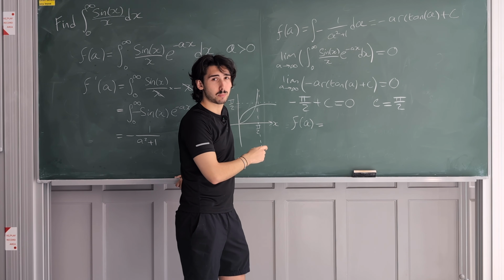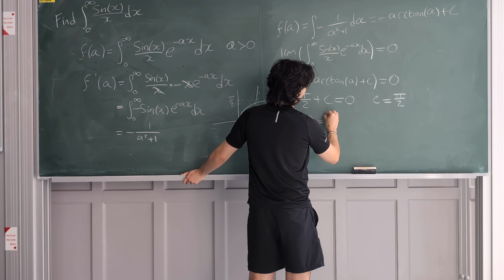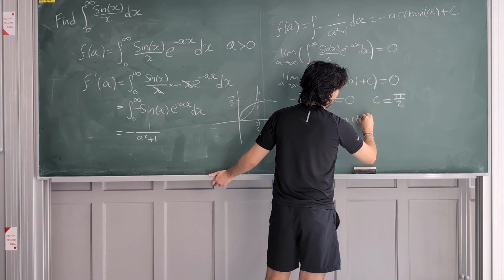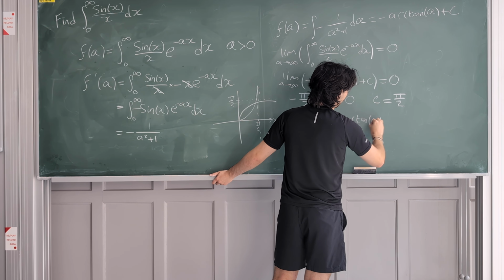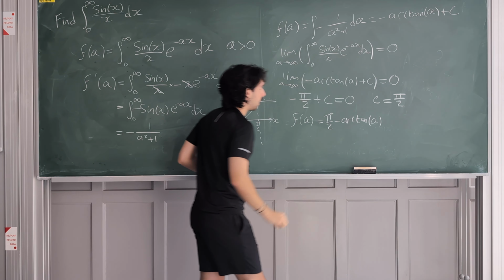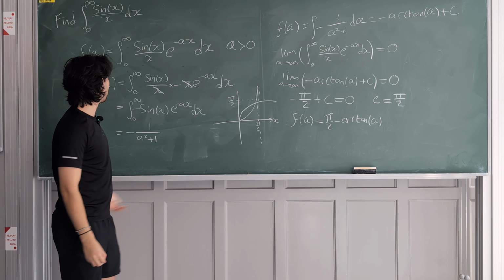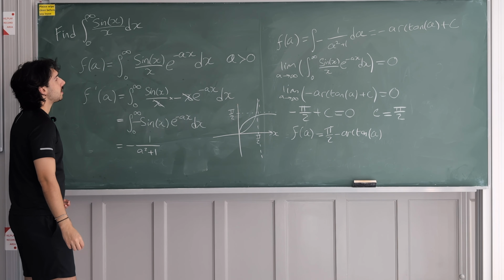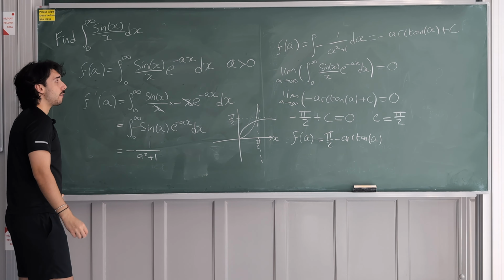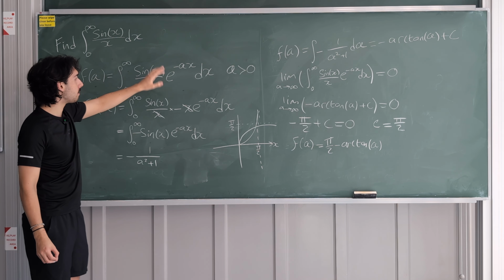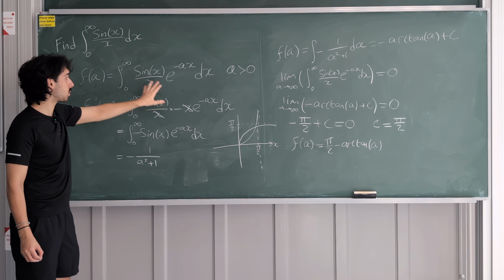And that means that the final definition of f of a is minus arctan of a plus pi over 2. Or in other words, pi over 2 minus arctan of a. Obviously they're the same thing. Okay, now technically we can work out any value of f of a that we want, but we're interested in f of 0. Again, f of 0 is when we have the integral from 0 to infinity of sine x over x times e to the 0 times 1. That's what we're looking for.